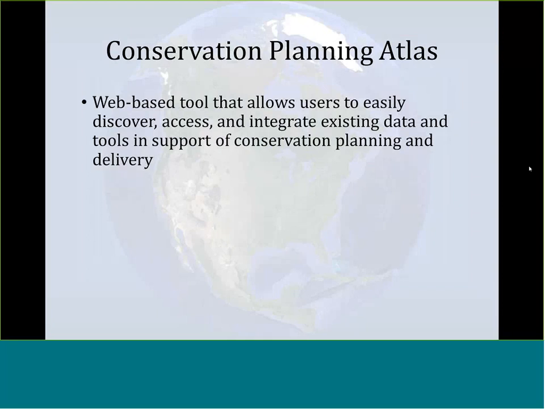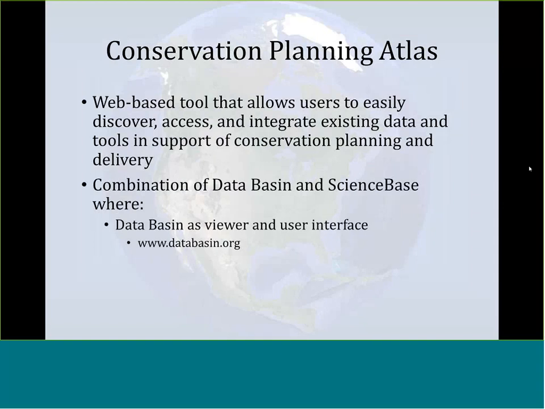All right. So what's a conservation planning atlas? It's a web-based online mapping tool, and it allows users to easily find, access, and integrate existing data and tools to help support conservation planning and delivery. Just a little bit on the technical side here, it's a combination of DataBasin and ScienceBase. DataBasin is your viewer and the user interface, so when you're interacting with the CPA, you're interacting with DataBasin. And ScienceBase is where we store most of the data that's on the CPA. I just mention this now because you're going to see these names and terms pop up all around, so I wanted you to be familiar with them.